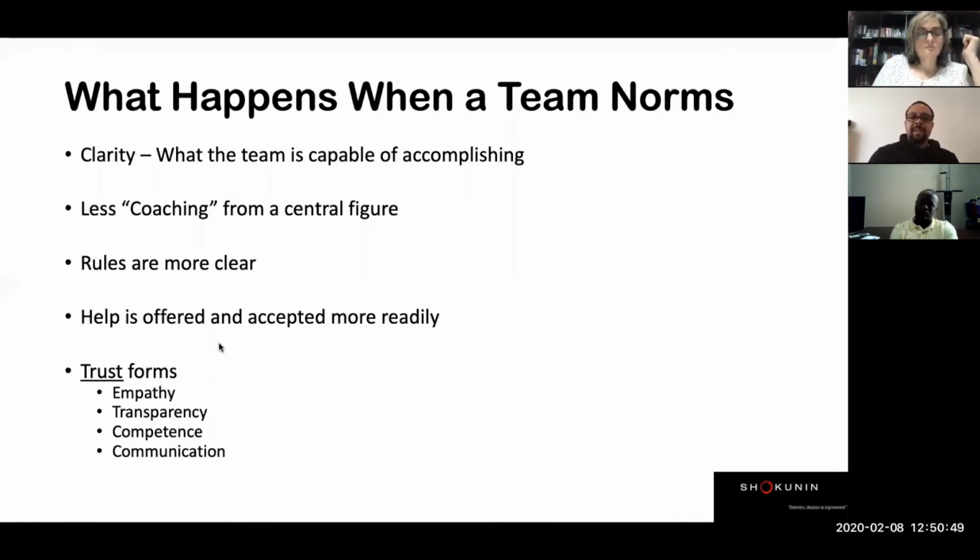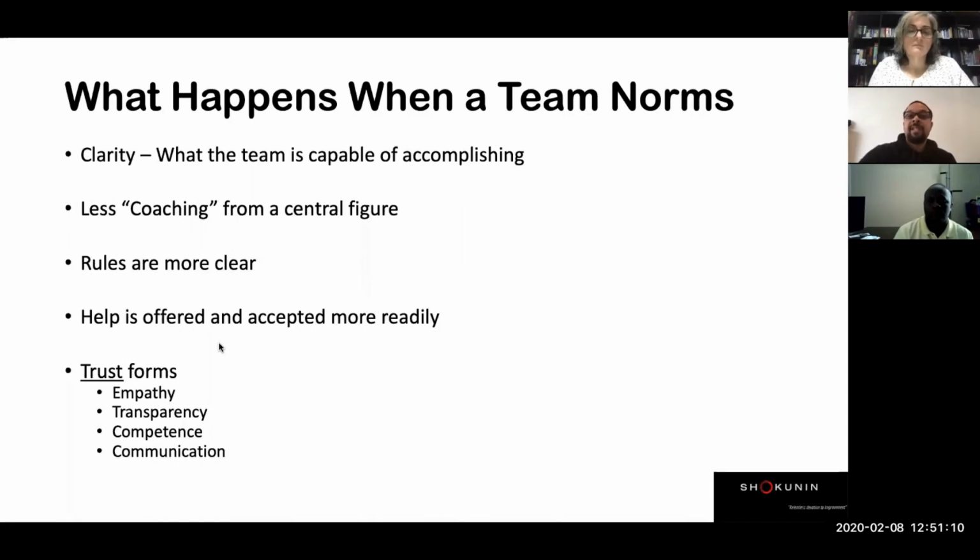Let's talk about norming, right? So hopefully, we're kind of moving from forming to storming and starting to get some goodness. All of it's good, right? Because it's a growth. But here's where the hope is that we can really start picking up the pace in terms of goodness around the team.